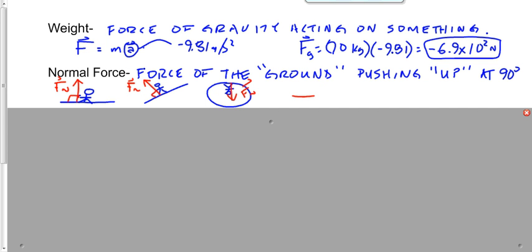So normal force is not your weight. That's weight. But the normal force is your apparent weight. This is how heavy you feel. Your perceived weight, how heavy you feel.